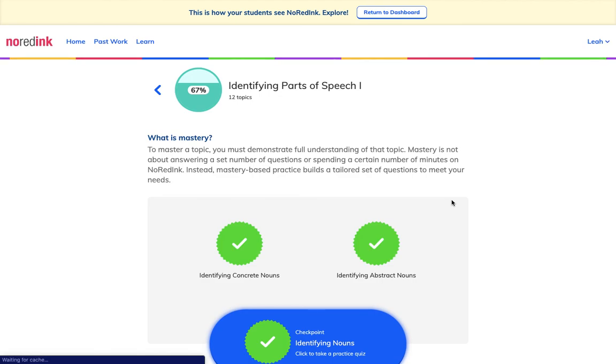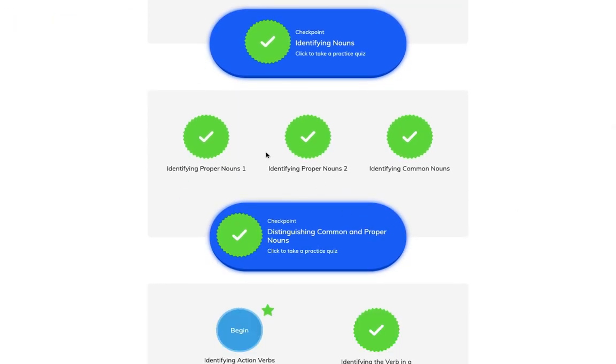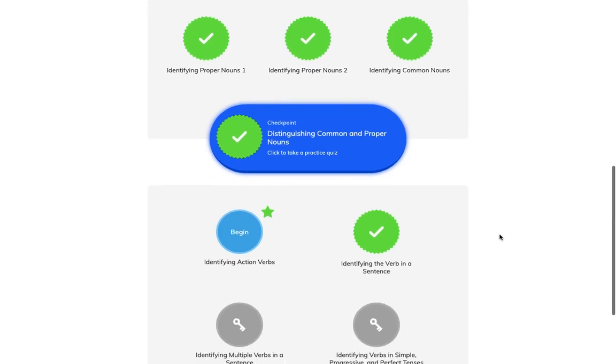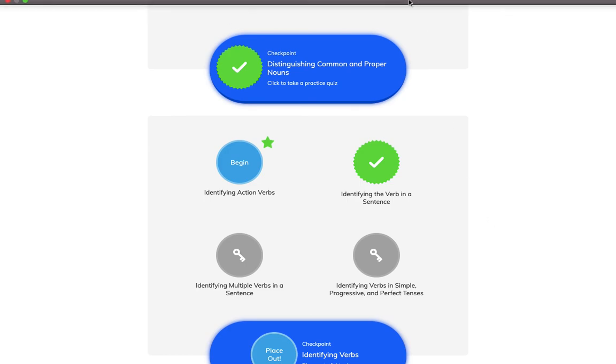And now when you go back to the pathway, you'll notice that even though I technically didn't complete this activity on proper nouns, because I mastered my checkpoint, I have been considered mastering all three of these. I hope that was helpful in looking at nouns. Next time we'll do verbs.